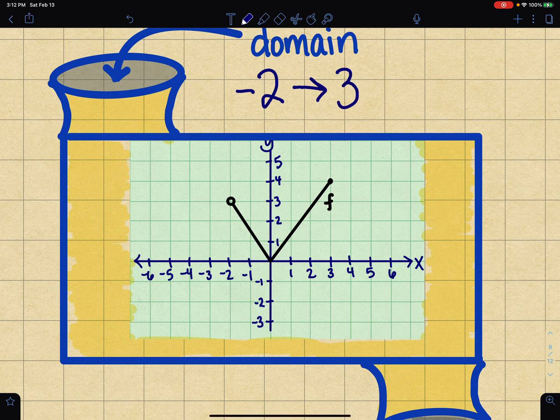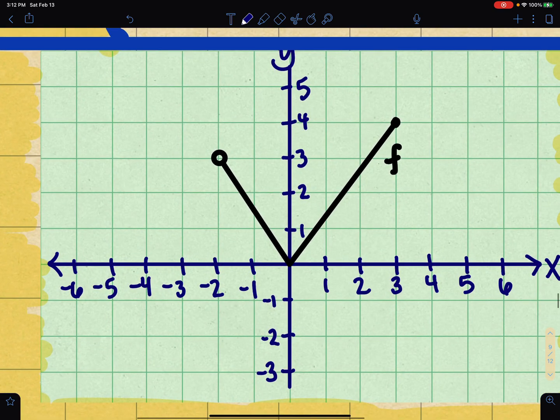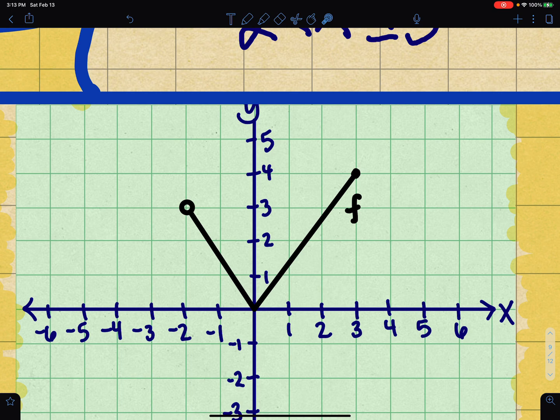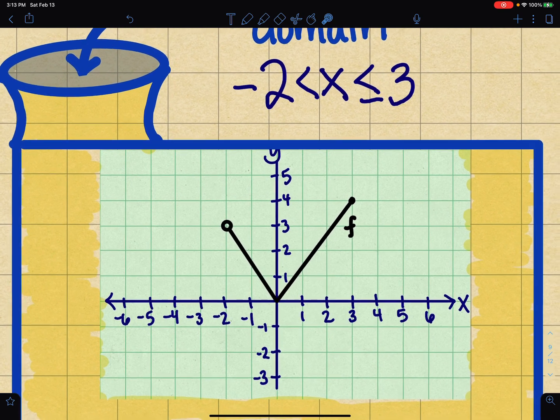Okay, but then you have to look a little bit more closely. This open circle at -2 means that it does not include -2. So I have to change this, let's write it like this: x is greater than -2 but not equal to, and it's less than or equal to 3. Because the 3 is included. In other words, you can put in 3 and it will give you a 4 for y. Okay, so that's the domain.